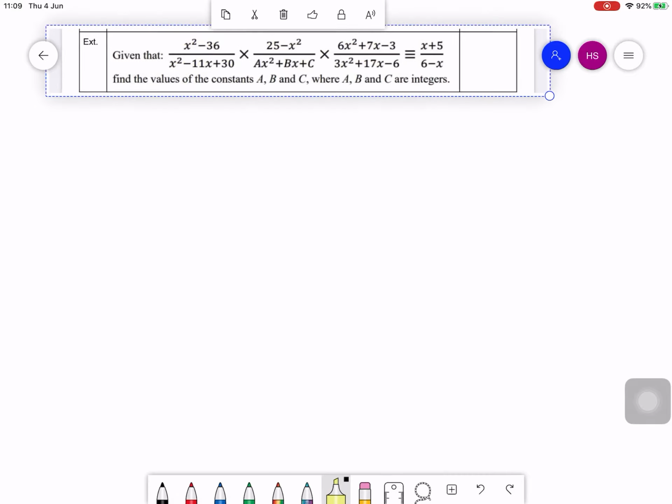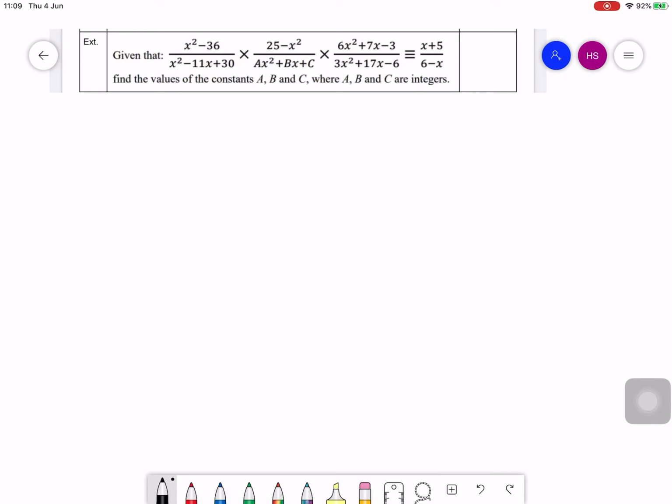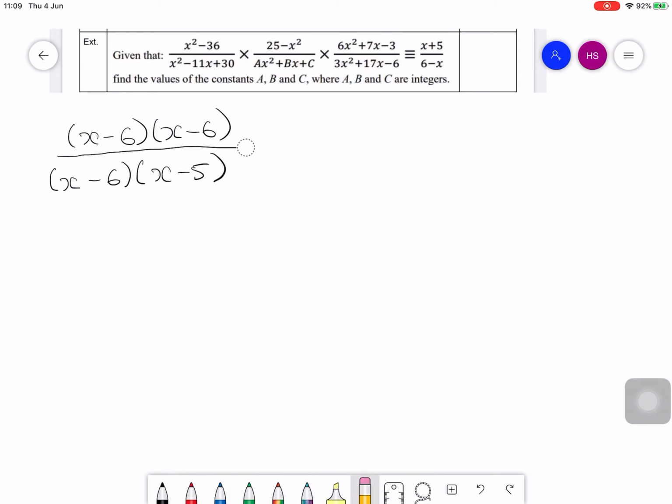So let's start with that first fraction. In that numerator, I've got the difference of two squares. That denominator does factorise. I'm going to assume they probably do all factorise. So that denominator factorises to x minus 6, x minus 5. So I'm going to be able to do some cancelling there. I'll leave it for now.